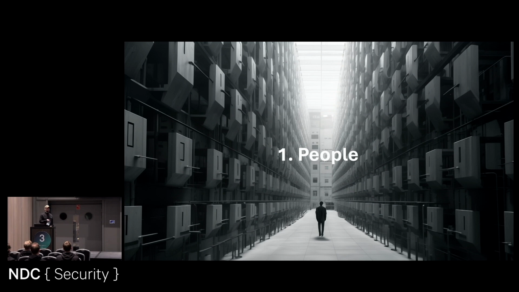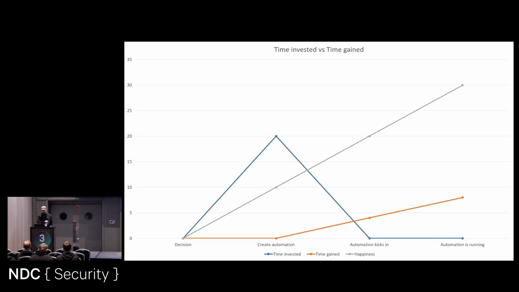But a lot of times people will put off automation because it has a high cost in the beginning. You have to be less effective for a little while to get over the hurdle and implement automation. So I created this slide. This is not based on any facts. This is just feelings and experience. But my idea is that it's not only time invested versus time gained.